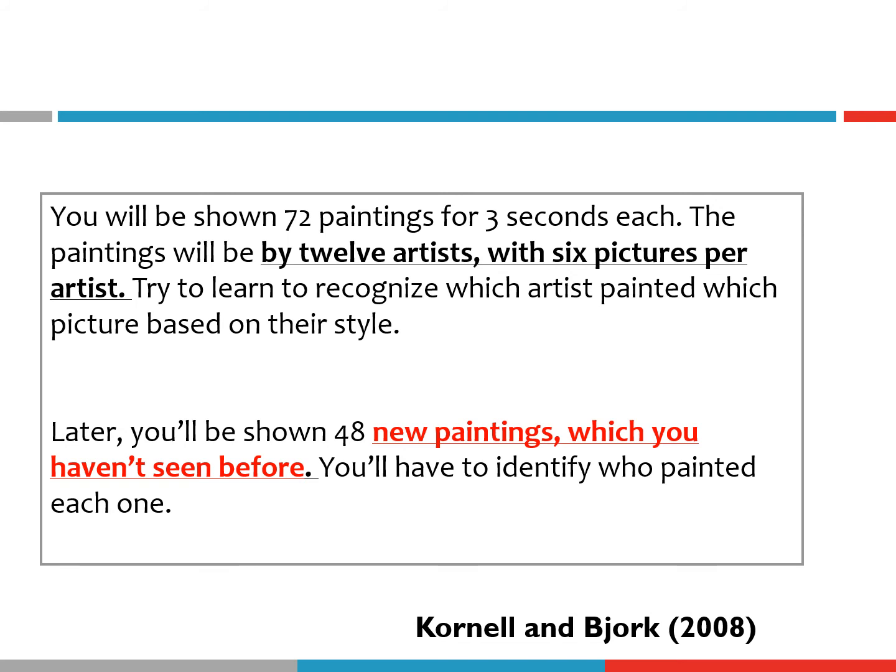So again, they see 72 pictures for 3 seconds each, and those 72 pictures consist of 12 different artists, and they have 6 examples of pictures painted by that artist, okay? And their task, what they do after seeing all those 72 paintings, is that they were shown 48 new paintings they have never seen before, and they have to identify who painted each one, right?